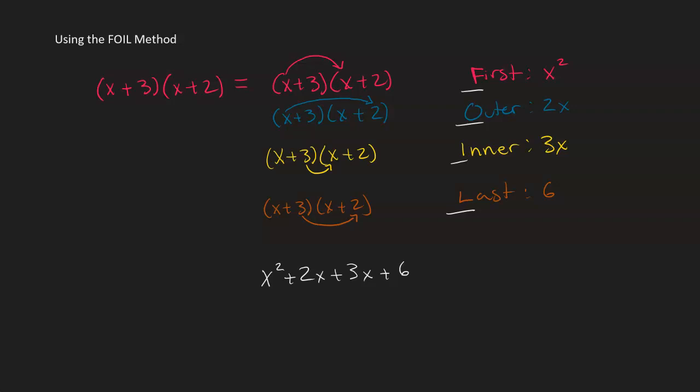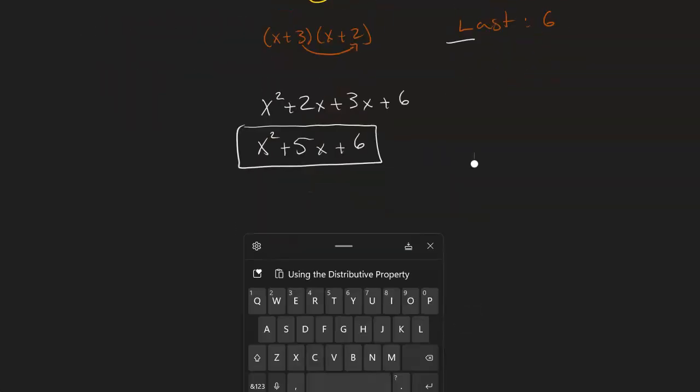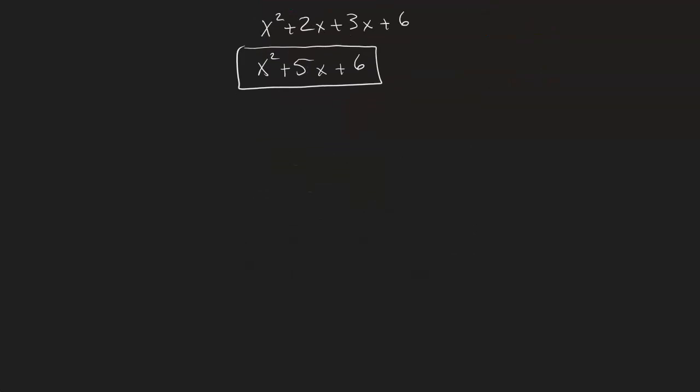Okay, so now down here, I'm going to combine like terms. I'm going to combine the 2x with the 3x. That becomes 5x. So let me rewrite this as x squared plus 5x plus 6. And that would be our simplified solution. Okay, why don't we take a look at one more example before we move on.